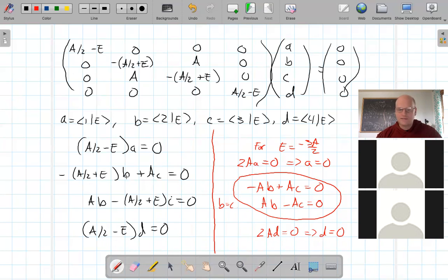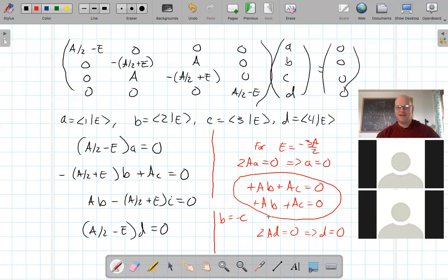Let me check this. Oh, sorry, this should be positive. It's positive because again, I have A over 2 minus then that, which is then A, but then this negative makes it positive. Sorry, so those should be positives. Good. Which actually tells me that B is equal to negative C, not positive C. There we go. Sorry about that.